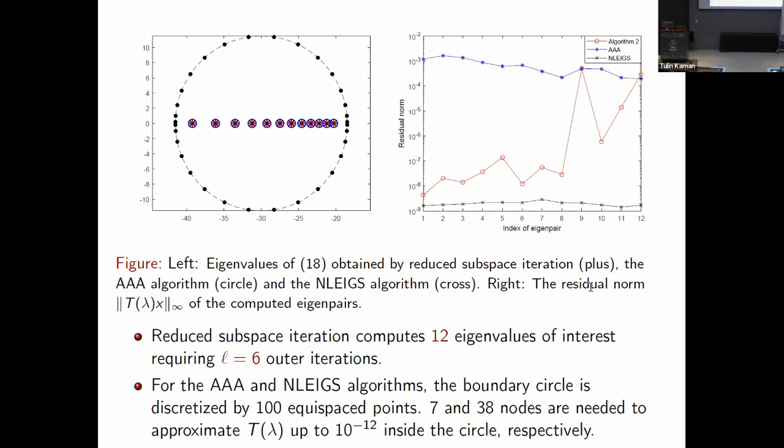We have to also take into account that it's not really a fair comparison because 37 and 38 nodes are needed to approximate T of lambda up to 10 to the minus 12 for both methods. So we have to pay a little bit more in order to get there. NLEIGS also uses adaptive shifts. So they are actually adapting the choice of shifts in their approach using the contour integral. So there are much more sophisticated heuristics inside those methods. And this is how we compare to that.